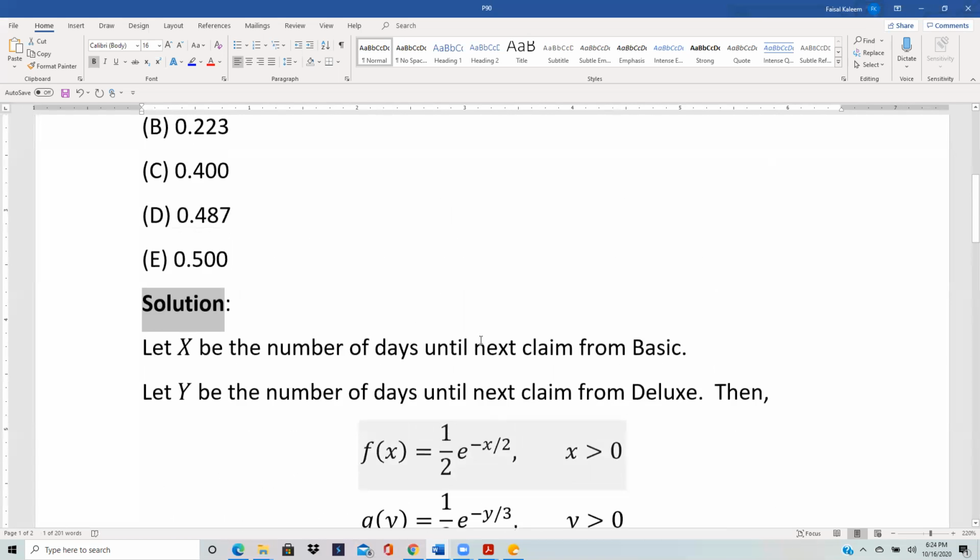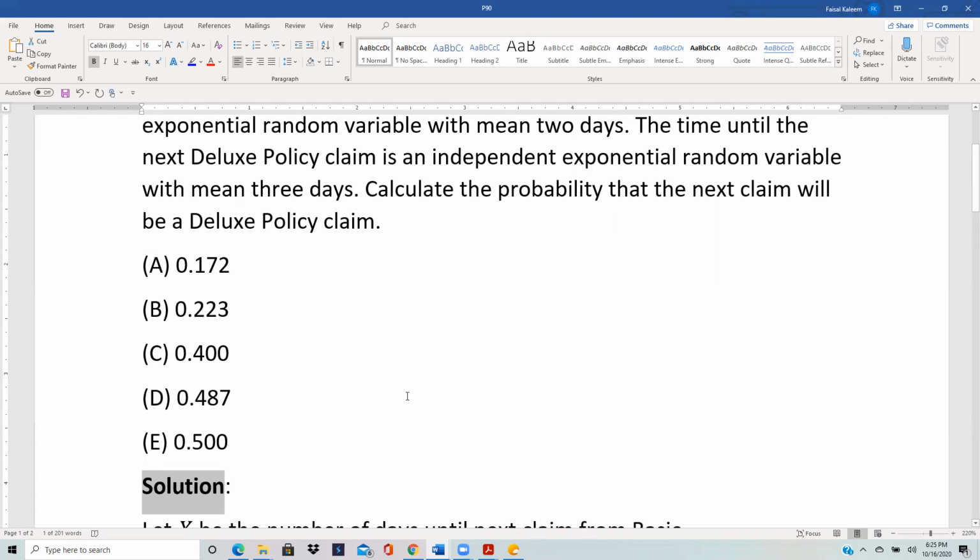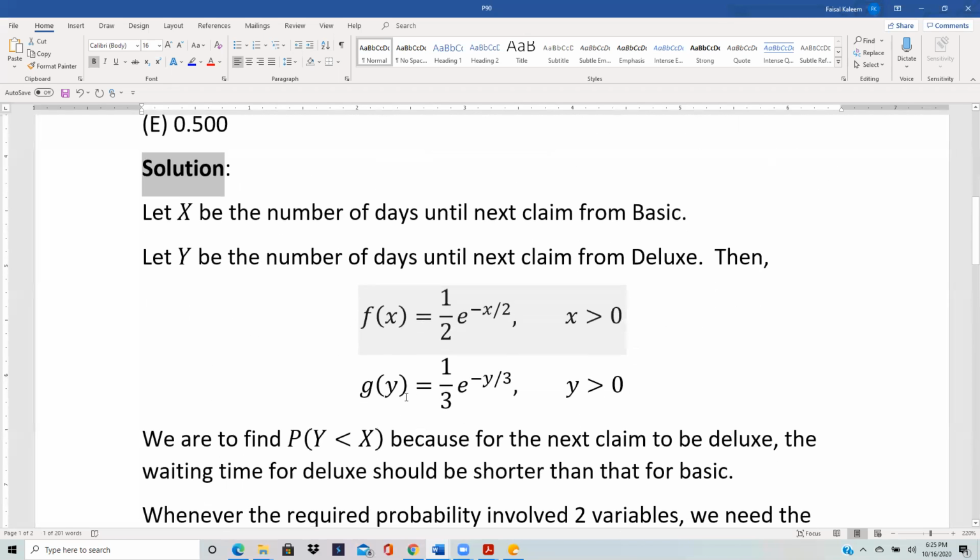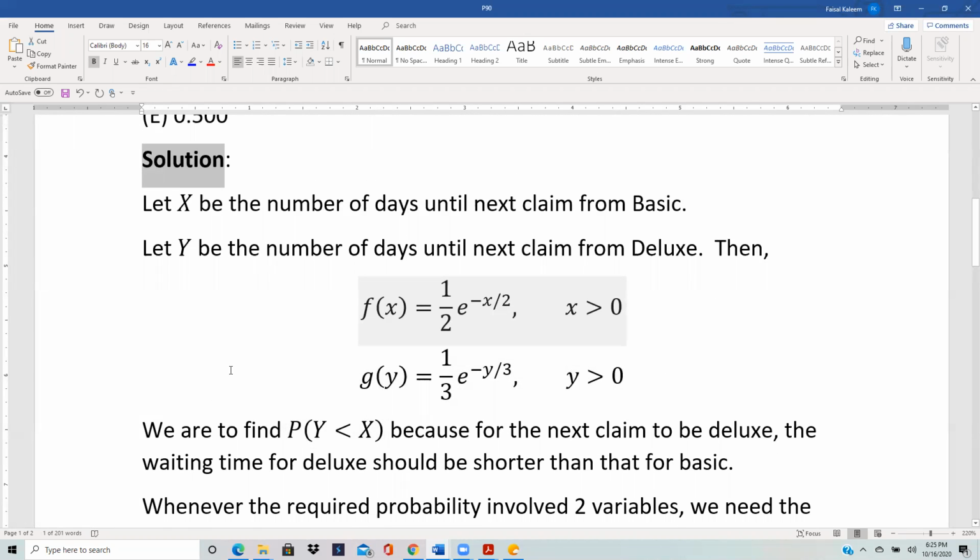So we need the probability that the next claim will be deluxe. So what that means is that for deluxe, the number of days that elapse from now until the next deluxe is y. And if the next claim is deluxe, then that means that these number of days for the deluxe should be less than the number of days for the basic. That way the y will happen first if y is less than x. So we want P(Y is less than X).